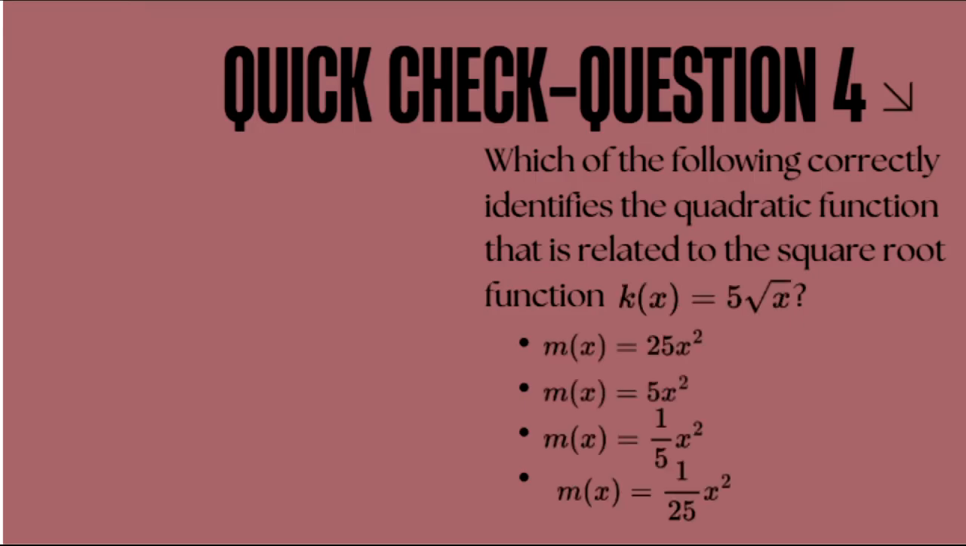Quick check question number 4. Which of the following correctly identifies the quadratic function that is related to the square root function k of x is equal to 5 times the square root of x? So you're going to take this and do all of our steps, change this to y, switch x and y, even though there's not a y. Wow, okay, good luck with that one.